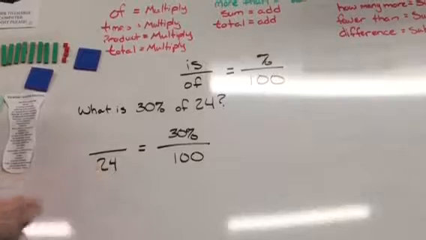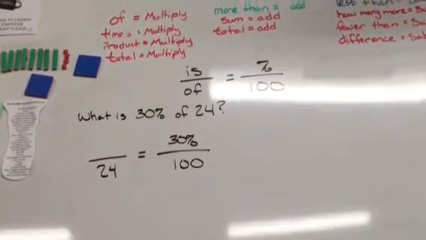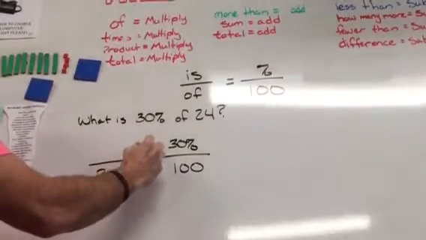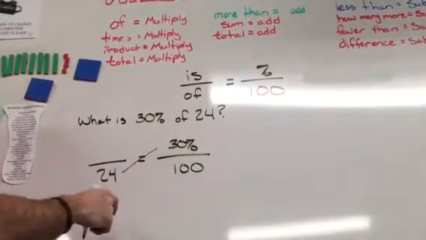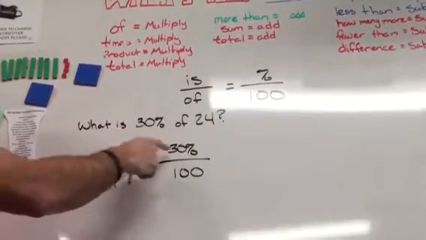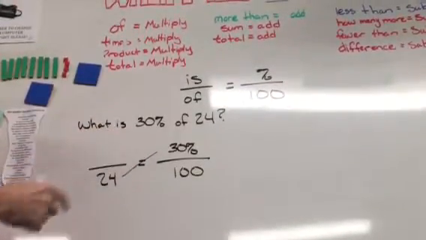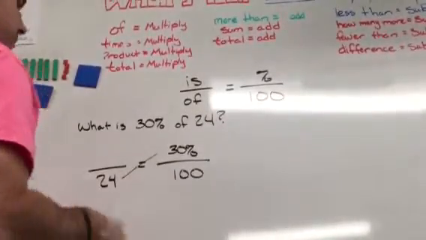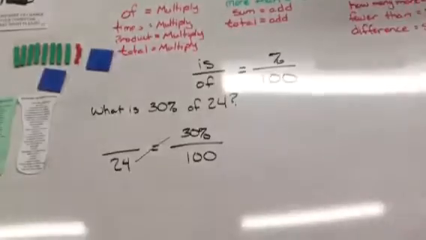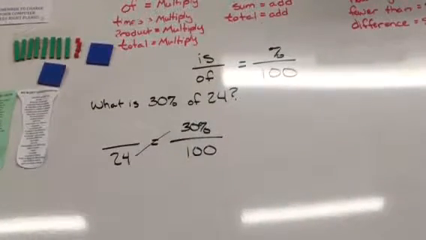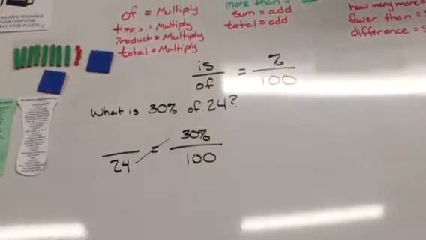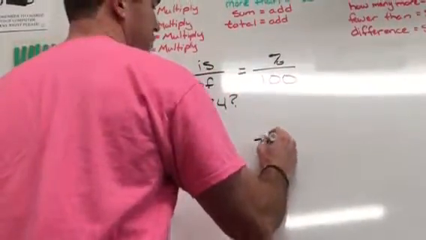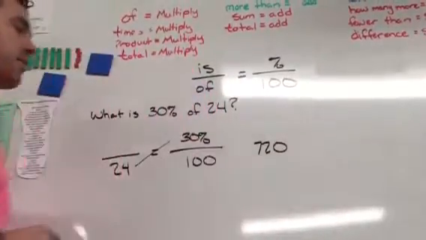So how do I solve this proportion? You cross multiply and divide. So I can cross multiply like we've been talking about, 24 times 30, and then I do 100 times x. What do I end up doing? 24 times 30 divided by 100. So 24 times 30. Let's just use a calculator real quick. 24 times 30 equals 720. So 720, what's 720 divided by 100?